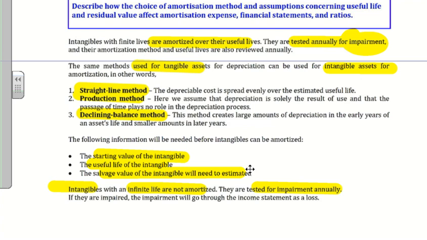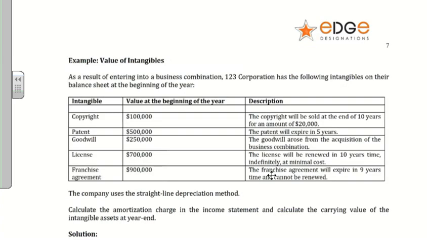An asset that is impaired, that amount that I impair and write down, goes straight through my income statement and is recognized as a loss. Let's have a look over here at an example, some value of intangibles.